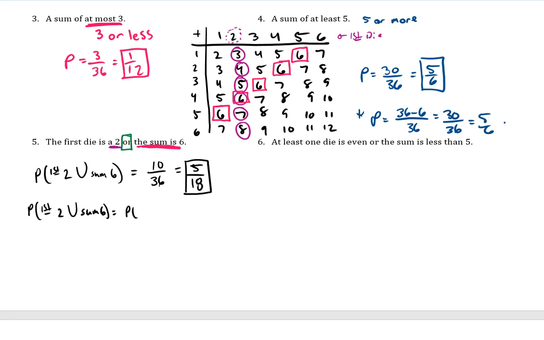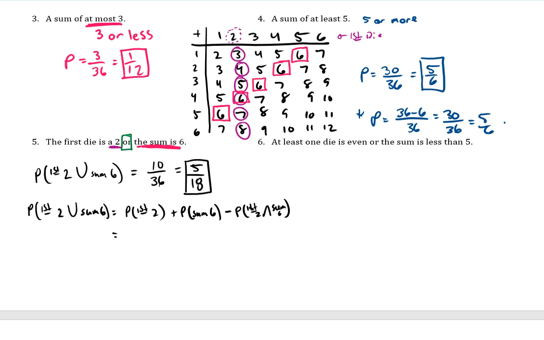So the union rule tells you could find the probability of that first part. There it is, the first being a 2. Add it to the probability of the second part, and then subtract where they overlap. Okay, so first, I'm going to try to squeeze that in. First 2 and sum 6. All right, so that is another way we could find it.